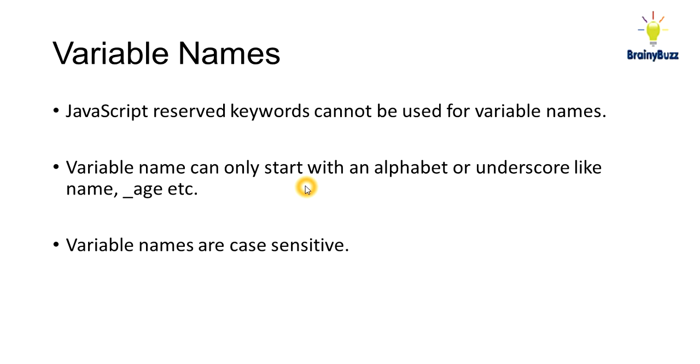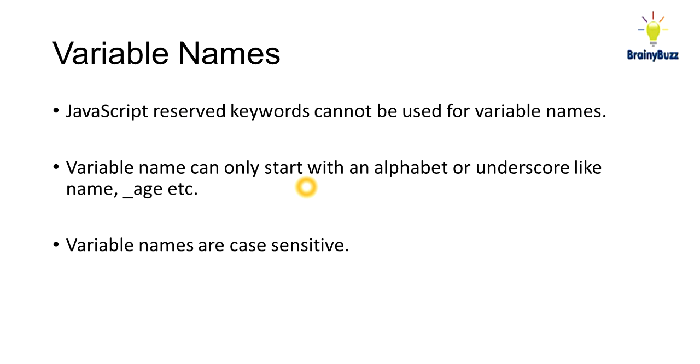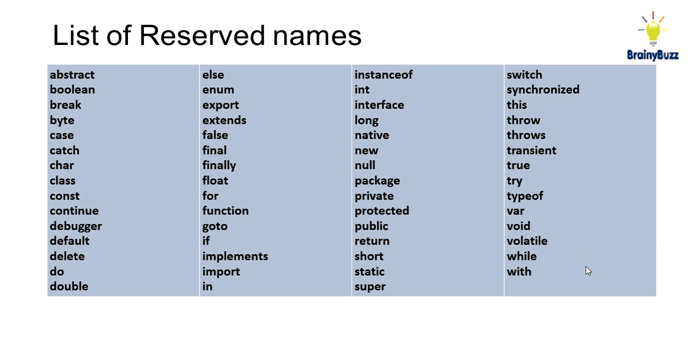Another thing is there are some reserved keywords that cannot be used for variable names, like document, write, var. These are reserved keywords. You cannot use them as variable names. This is the list of reserved names: abstract, boolean, break, byte, case, catch, char, class, constant, etc. So these are the reserved names that you cannot use as variable names.